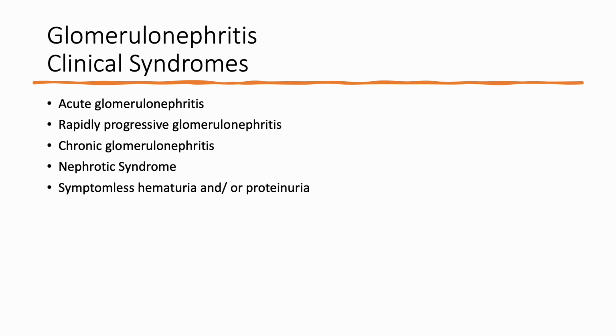Sometimes you have just a little bit of proteinuria or hematuria or both with not much symptoms. You see that a lot in mild cases of IgA nephropathy, sometimes early stages of Alport's, or actually any disease early on.